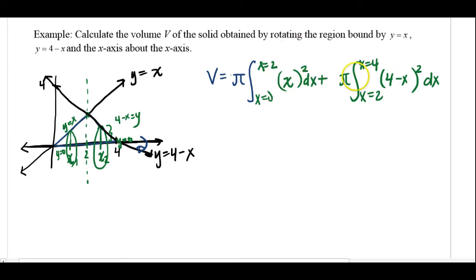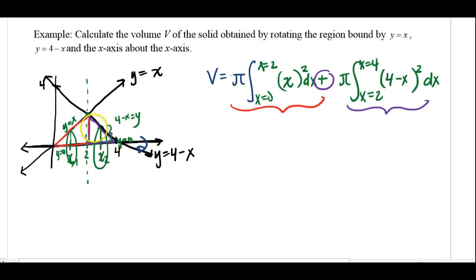So adding these two integrals together, this portion here is rotating this triangular region, and then rotating this triangular region here is this portion. So then I'd want to make sure to add those two regions together, and that's going to give me the total volume of the solid obtained by rotating the entire region around the x-axis.